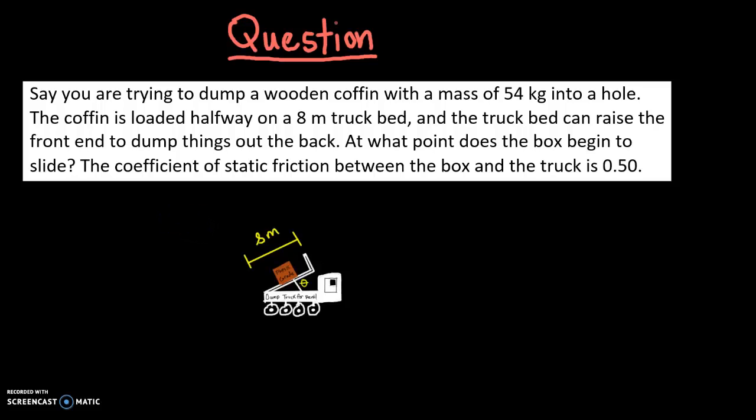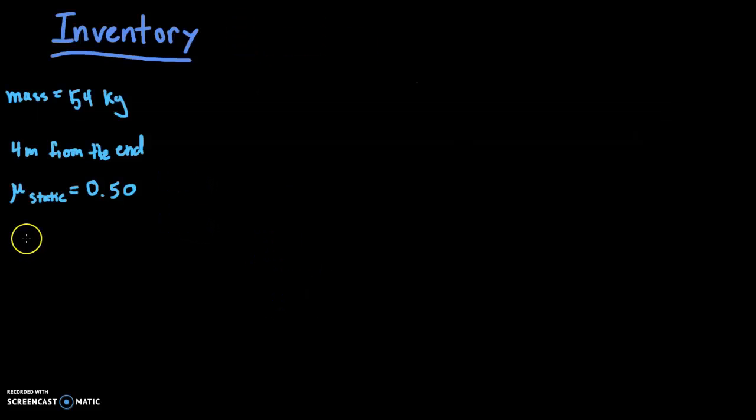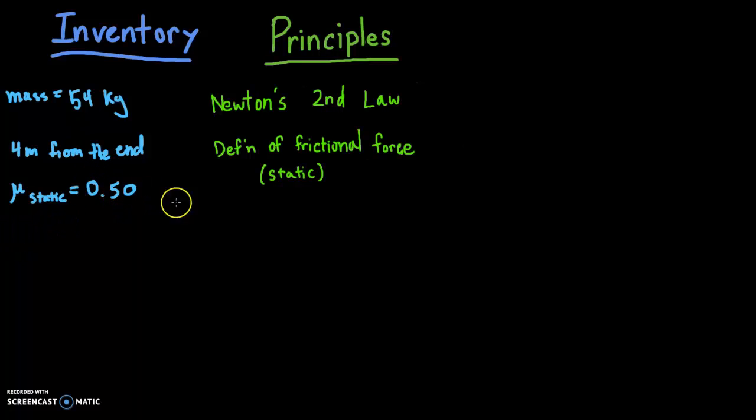Let's take this time to try to answer the question now. Why don't we start by taking inventory? We know that the mass is 54 kilograms. It is 4 meters from the end of the truck. And the coefficient of static friction is 0.5. The principles we'll be using for this problem are Newton's second law and the definition of frictional force, because it's going to be static. There will be no acceleration, so we'll be using static friction.